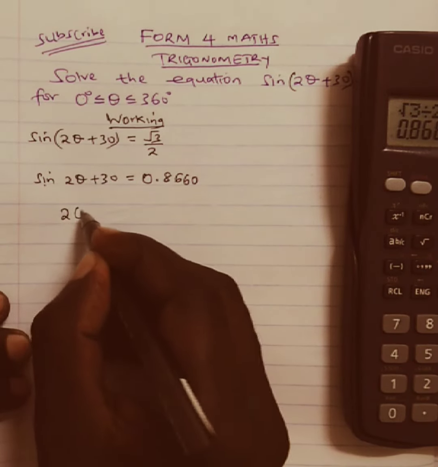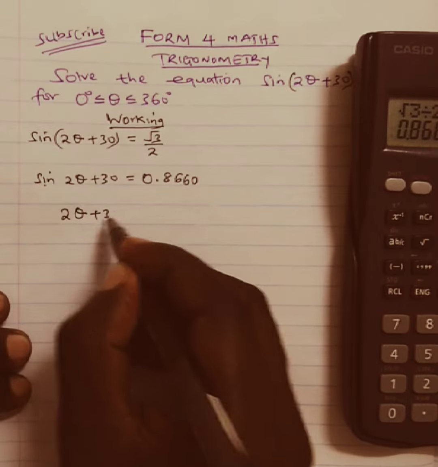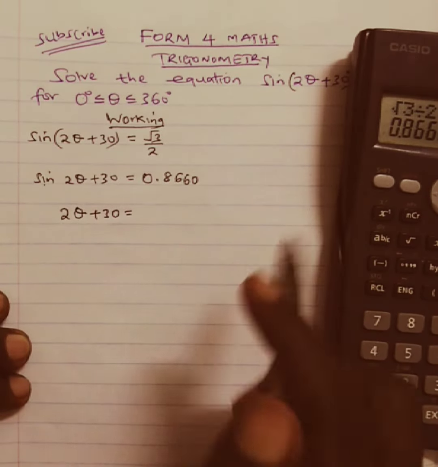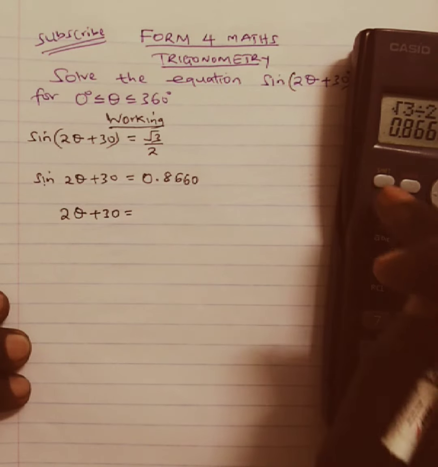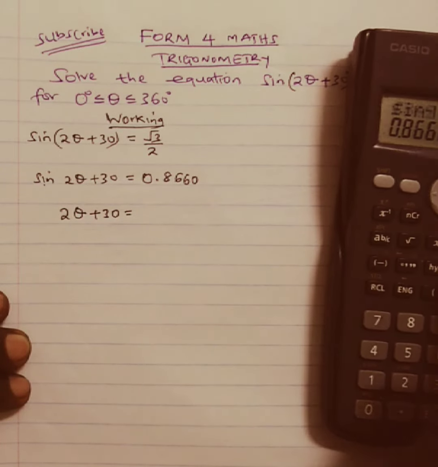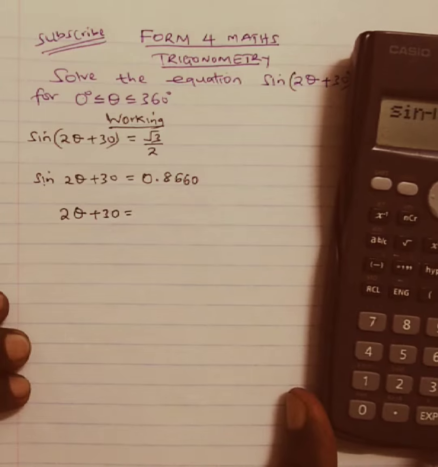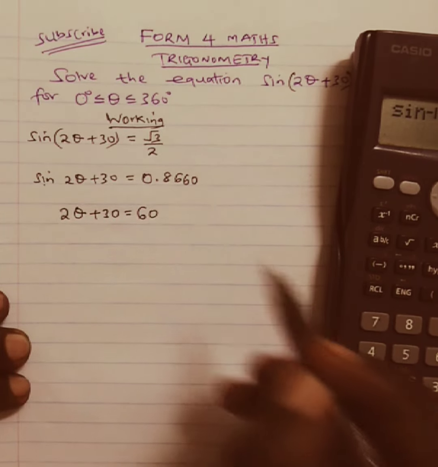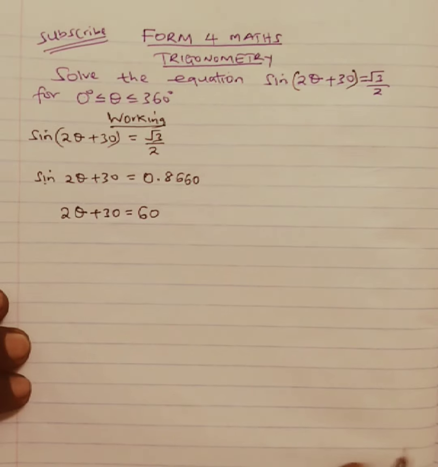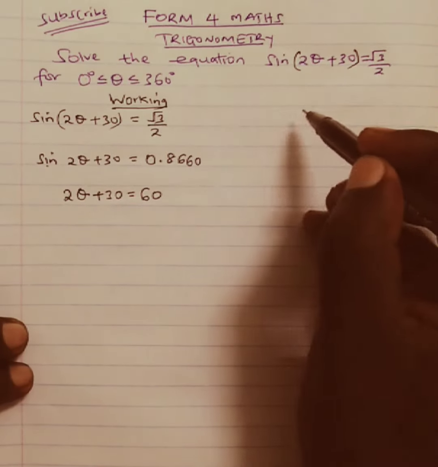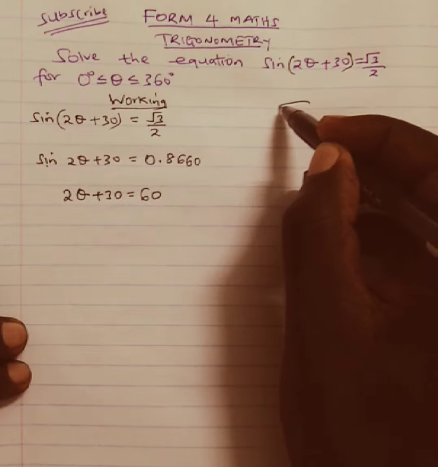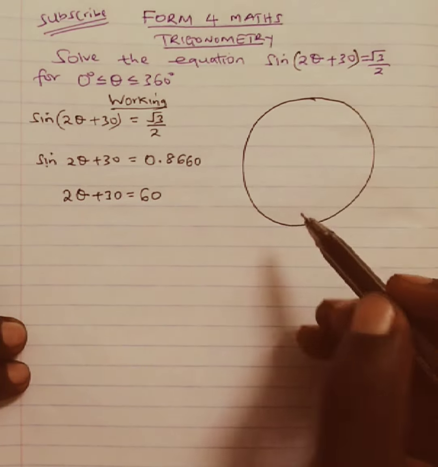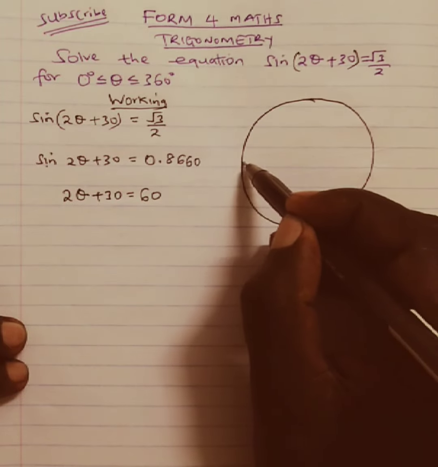So we are going to have twice theta plus 30 being equal to the sine inverse of 0.8660. And if you take the sine inverse of 0.8660, it is going to give us 60. Once we have that, we are now going to use the unit circle to try and get the values of the angles that we need.